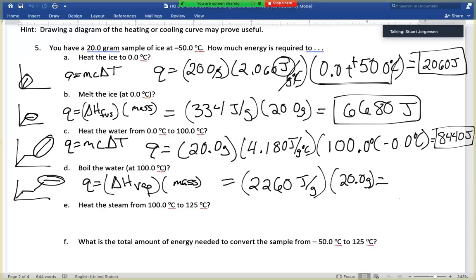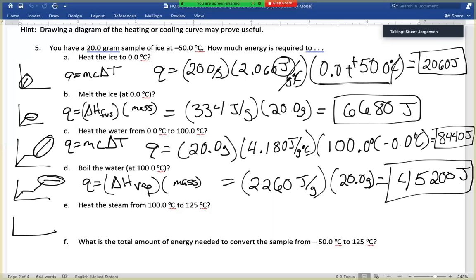2260 times 20. There we go. That's better. 4, 5. Come on, 5. 200 joules of energy. Yeah, it should be way bigger value. Glad we caught that when we were talking about that. Good. Now we got to heat up the steam.